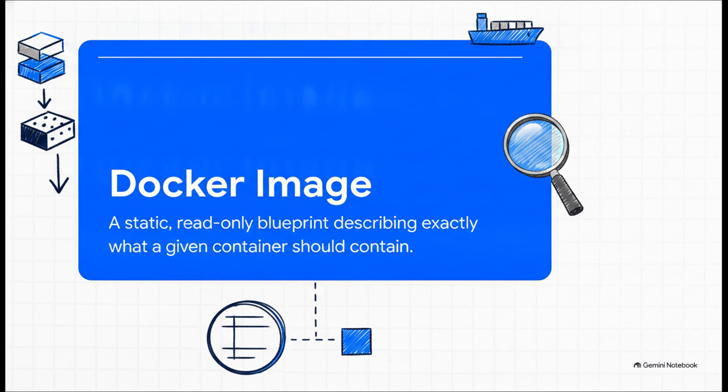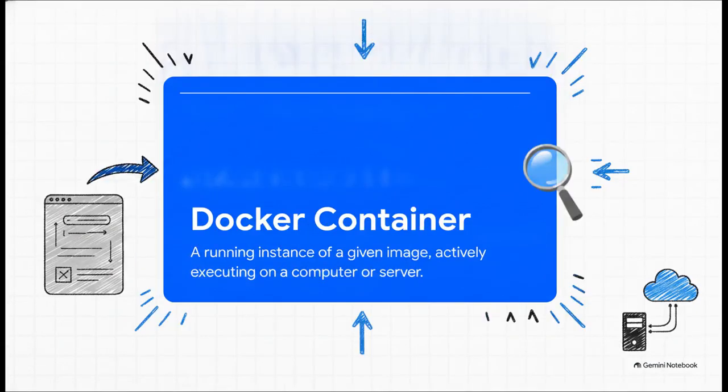Think back to our conversations about scikit-learn. A Docker image is incredibly similar to a class in object-oriented programming. It's just the pure static definition of a thing, not the thing itself. Now, a container, on the other hand, is the genuinely running instance of that static blueprint. It's the thing actually executing on your machine. So if the image is the class, the container is the living, breathing instance of that class. It's the active environment doing the heavy lifting on your computer or server.